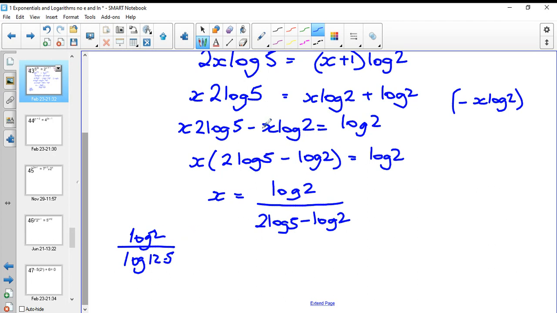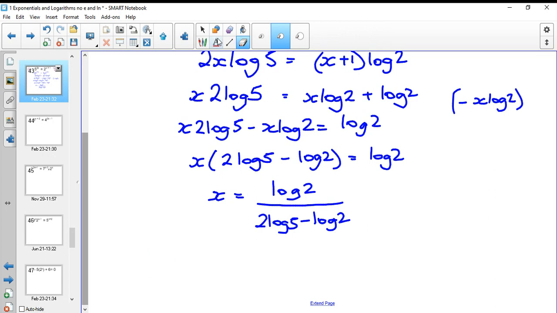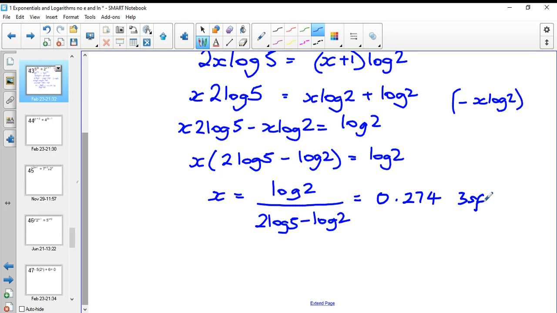So you could sort of simplify it, but I wouldn't tend to bother. They're quite happy, or they will expect you to probably give this as a decimal. So you can just stick this in your calculator. Log of 2 divided by brackets, all of that, which is exactly what I did to get 0.274 to 3 sig figs. And leave your answer in as 3 sig figs unless you are told otherwise.